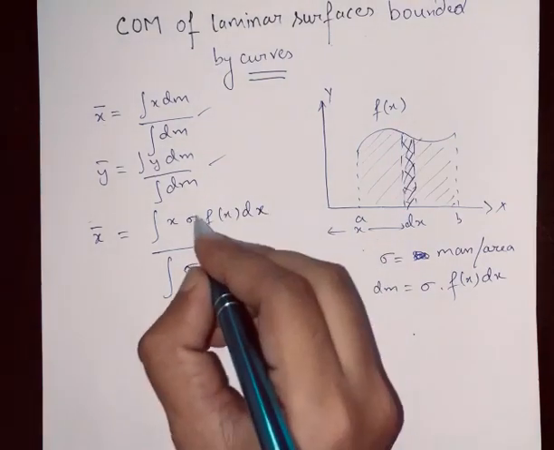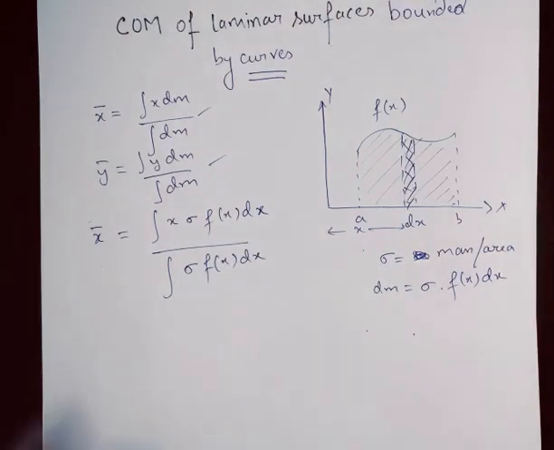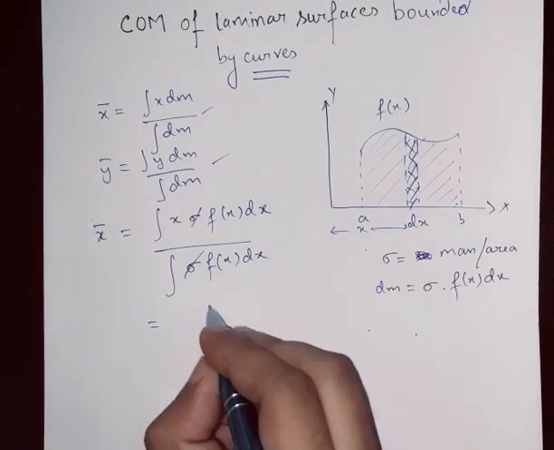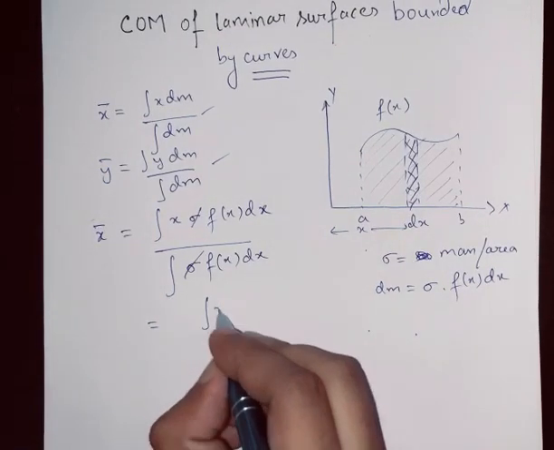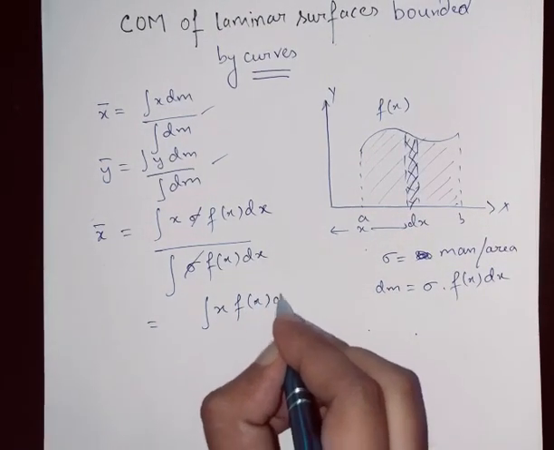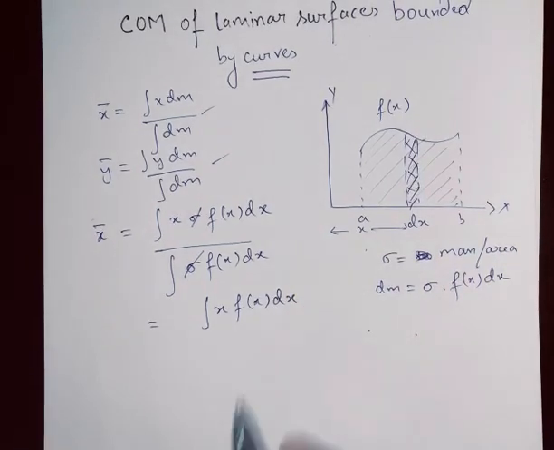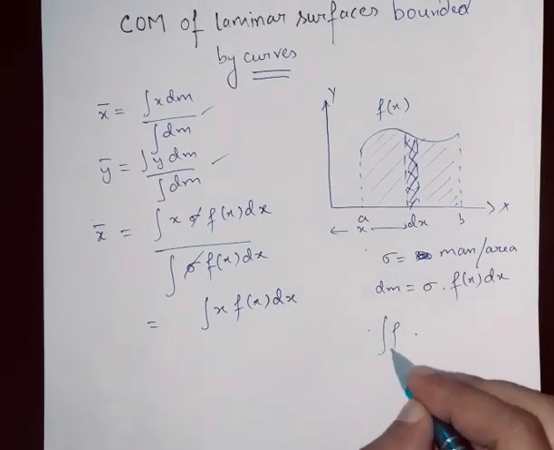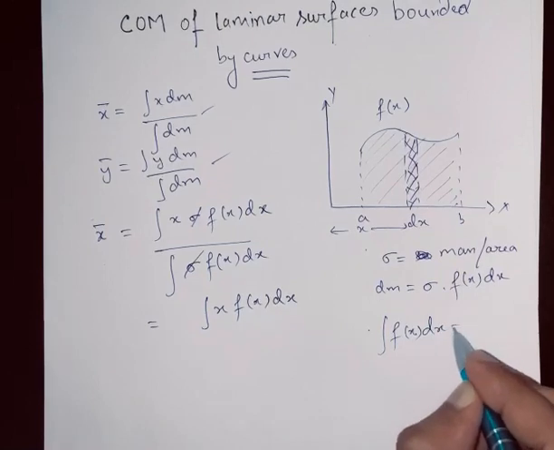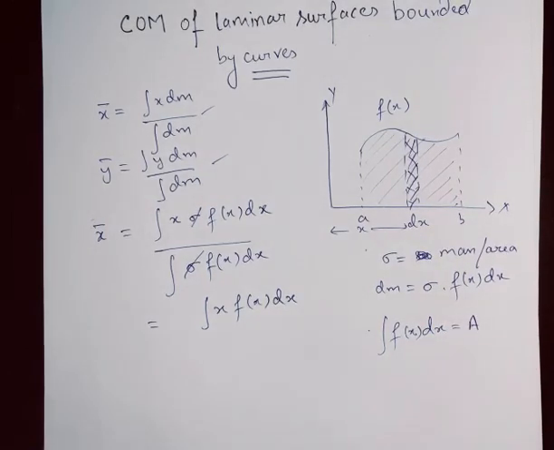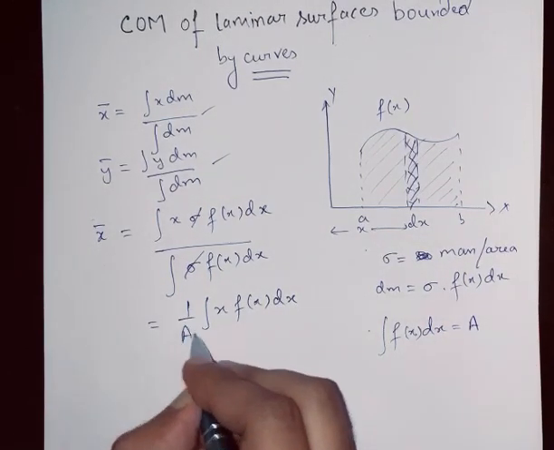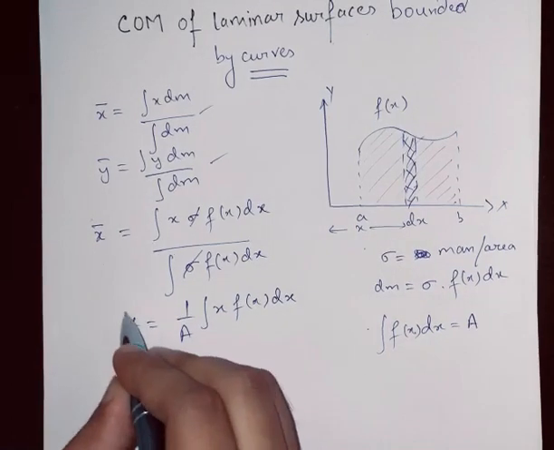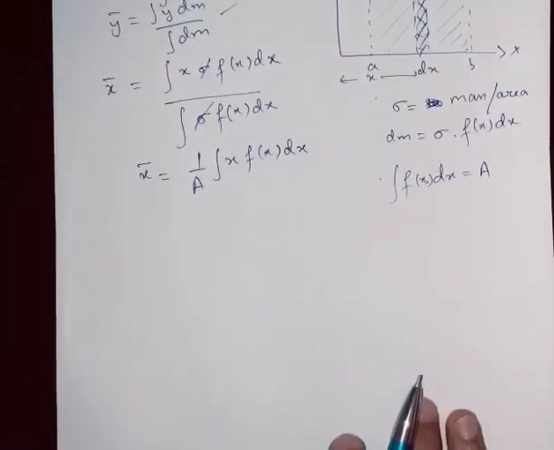Now as you can see, the body is uniform, so sigma will just cancel out and we get the final relation as the integral of x f(x) dx, whereas the integral of f(x) dx is nothing but the area under the curve. So we write it like this. This is our formula for the x coordinate.